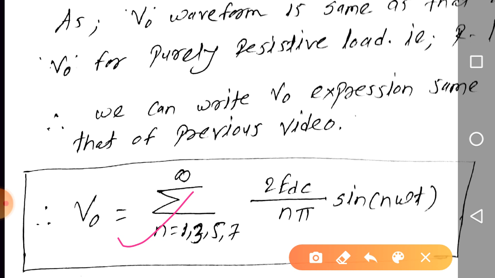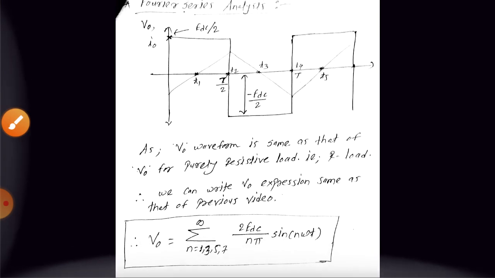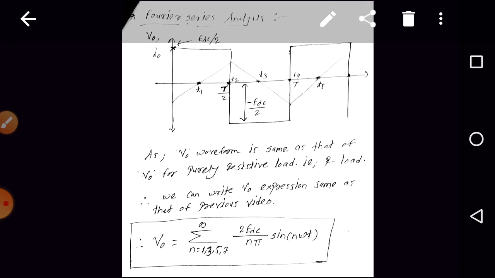We have already derived this expression for the single phase half bridge inverter with purely resistive load. The V0 waveform in that case and the V0 waveform in the RL load are the same, right? These two waveforms are the same. That's why the Fourier series analysis for that waveform will again be the same, right?